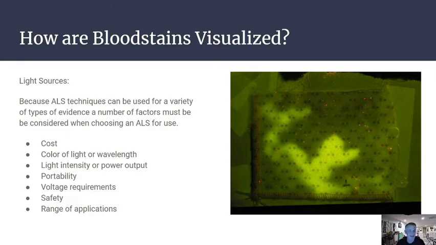Because ALS techniques can vary for a variety of types of evidence, and remember, we can use this for trace evidence, we can use it for bloodstains, we can use it for biological stains, we can use it for a whole lot of different techniques. It has to be considered one of the better options for trying to detect hidden evidence or hard to find evidence. We consider cost, color of wavelength, all that has to be taken into consideration. The light intensity, portability when we're using this, voltage requirements, safety.